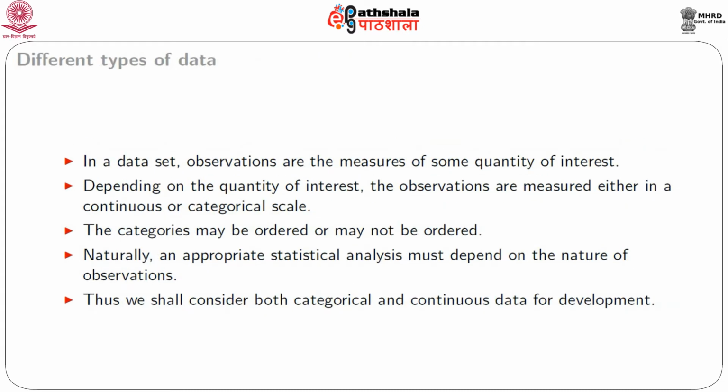So, first we shall discuss different types of data in statistics. In a data set, observations are the measures of some quantity of interest. Depending on the quantity of interest, the observations are measured either in a continuous or categorical scale. The categories may be ordered or may not be ordered. Naturally, an appropriate statistical analysis must depend on the nature of observations. Thus, we shall consider both categorical and continuous data for development.